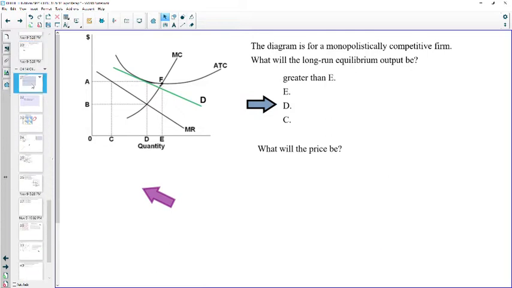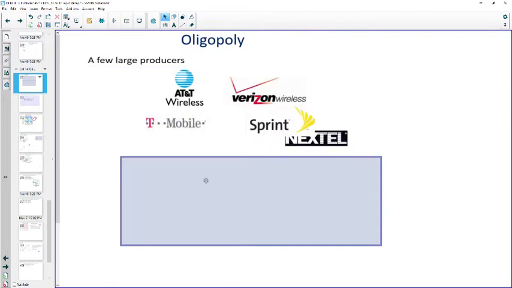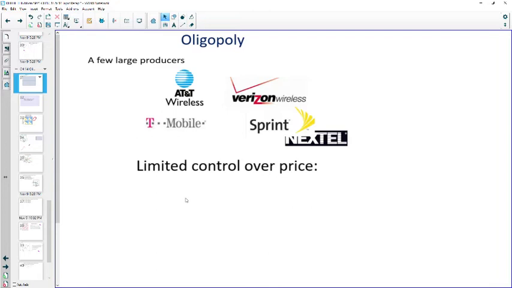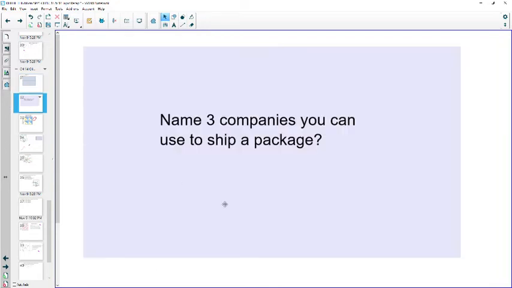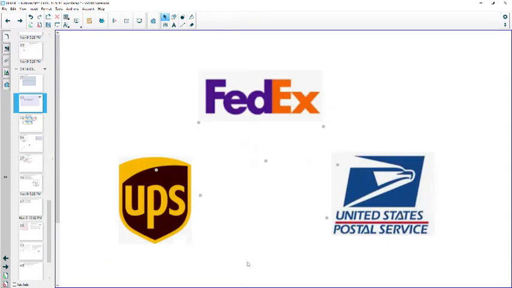And then finally, we come to oligopoly. Again, hit pause when you need to. When there's only a handful of producers, they've got limited control over price. Let's do another example. Name 3 companies you can use to ship a package to Chicago. FedEx, UPS, and the United States Postal Service.